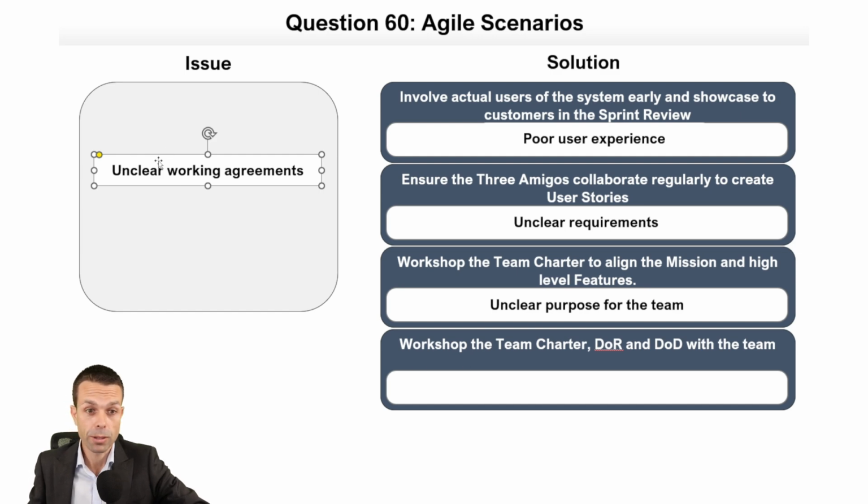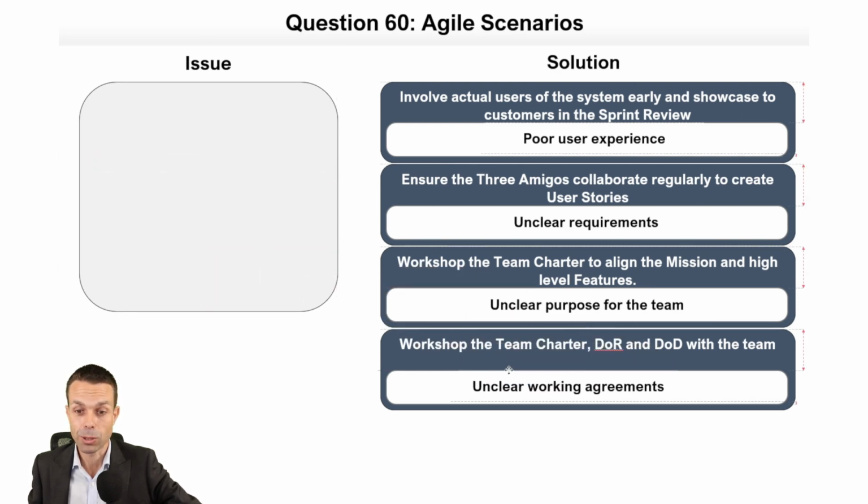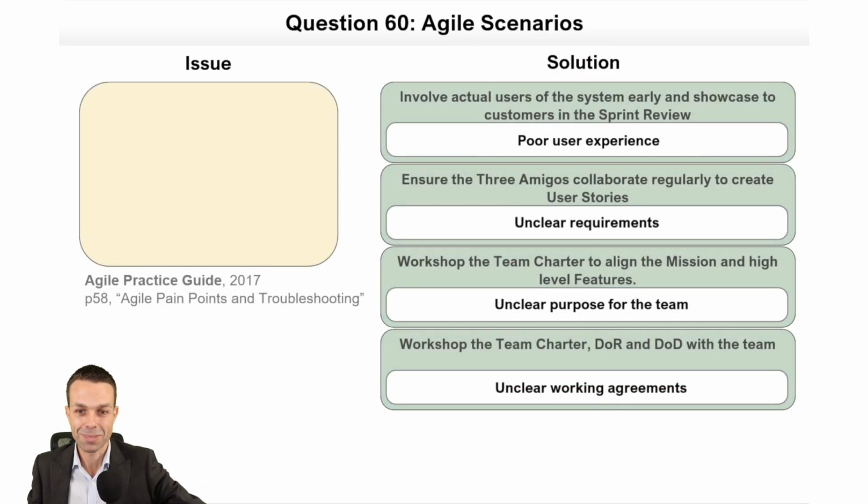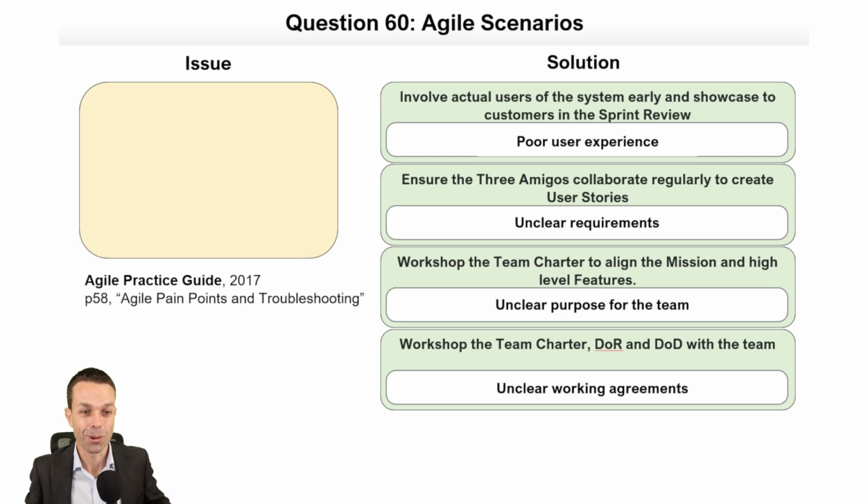So workshop the team charter, definition of ready and definition of done. That's going to help us get clear on working agreements, because definition of ready and definition of done are more of our ways of working. I think that's what we're going to do. Let's double check. All right, excellent work. That's come through as perfect. And page 58 in the Agile Practice Guide if you want to check that out under Agile Pain Points and Troubleshooting.